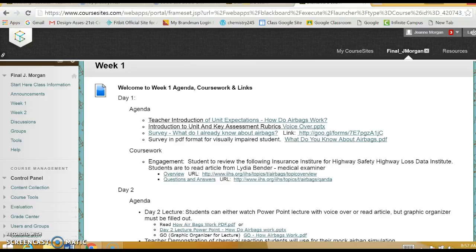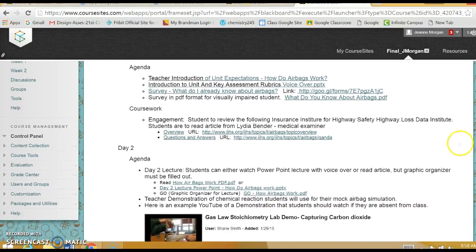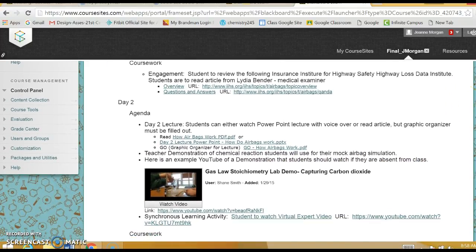So they're going to be looking at a medical examiner. They're going to be looking from the highway safety input, so collecting data right off the bat about airbags and so on and so forth. So we aren't even talking about the chemistry portion of it yet. We are just gathering information and seeing how the kids are going to apply that knowledge into day 2.